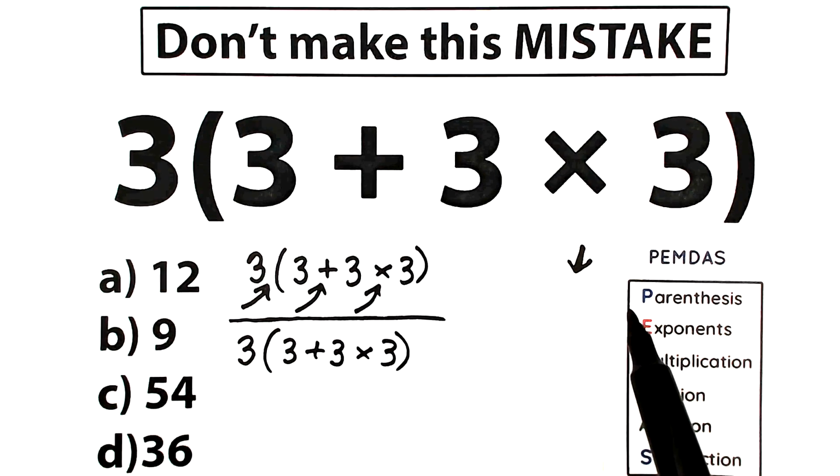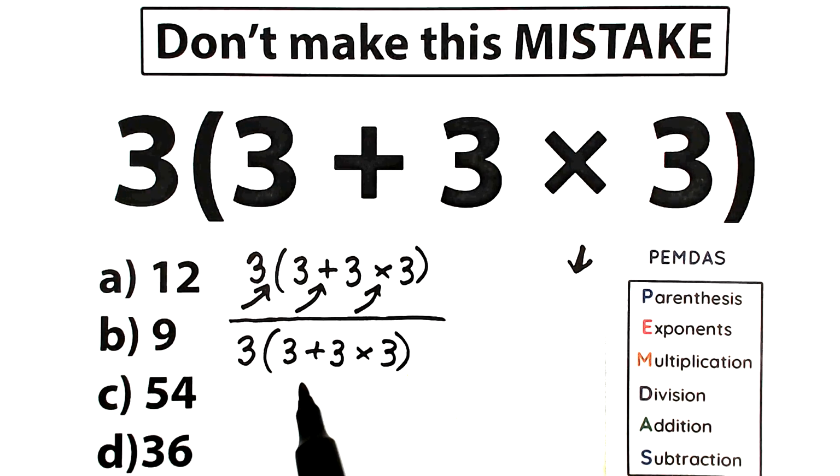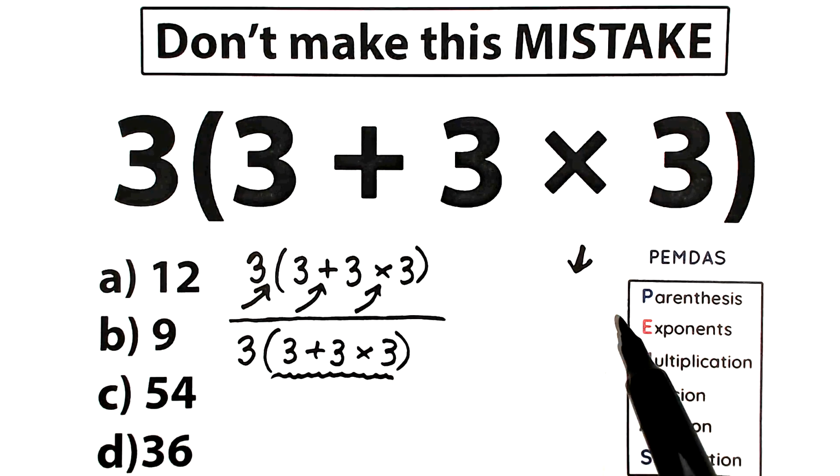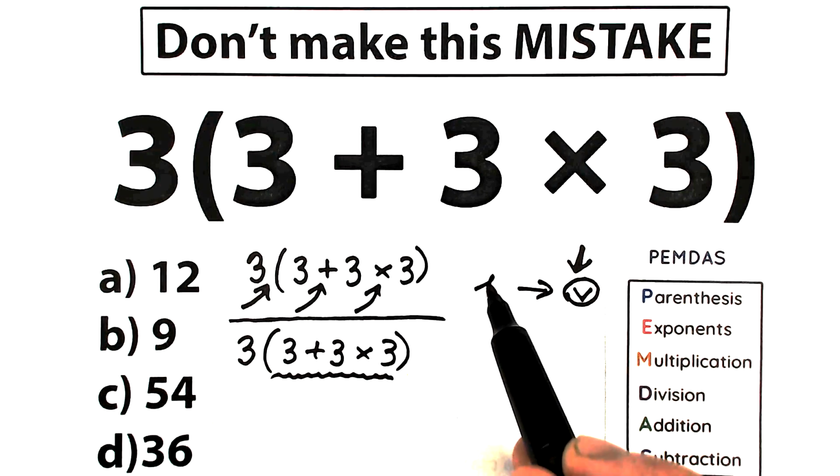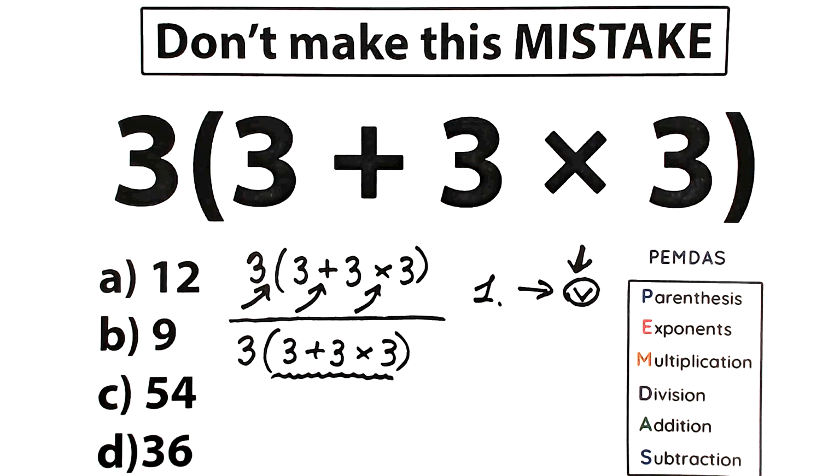For the first step, parentheses. Let's scan where we have these parentheses, because parentheses have the highest priority, so we should find where we have them. Okay, right here we have parentheses, so we are interested in this expression. So finally we find our first step. Parentheses, we find it. This is our first step to solve this challenge.